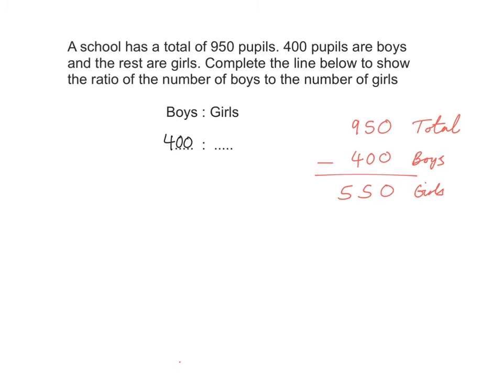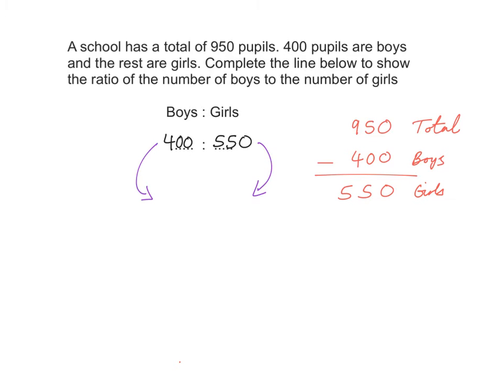400 to 550. Now, is this the final answer? No, because we can simplify this. How do we know that we can simplify this? Well, because we can clearly see we can divide both of them by a common factor and simplify this. So think of the largest common factor that goes into both of them.